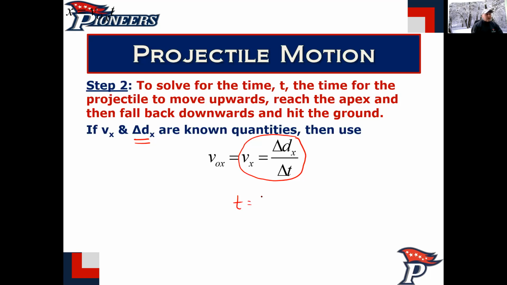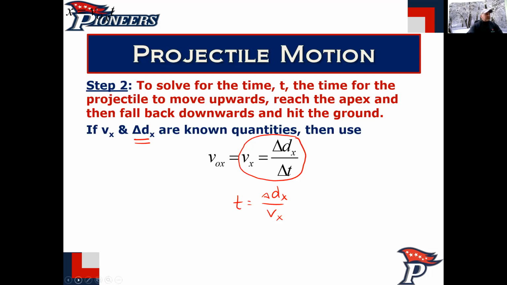Just like we did previously for the horizontal launching, that's all we had to do, right? So we solved for this in step 1, and this was given, so now we can find time. And that's going to give us the total time. That's always the easiest way to go.